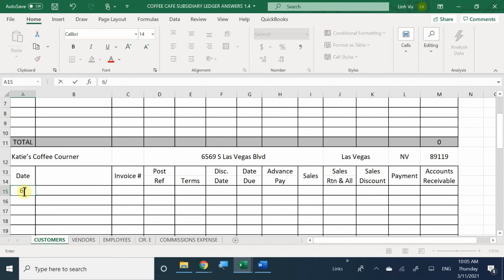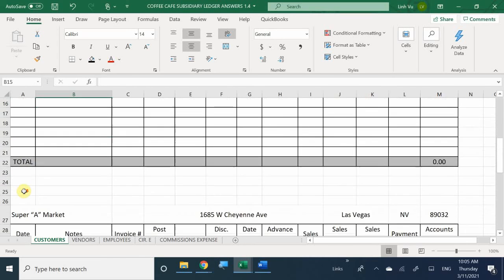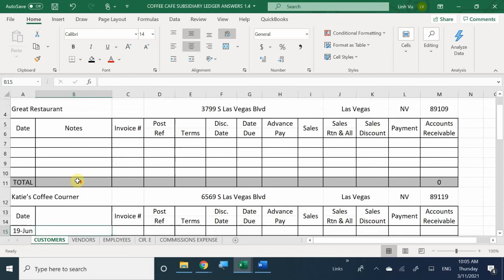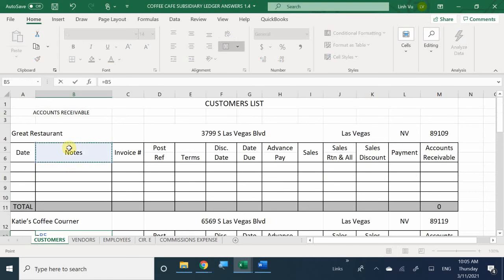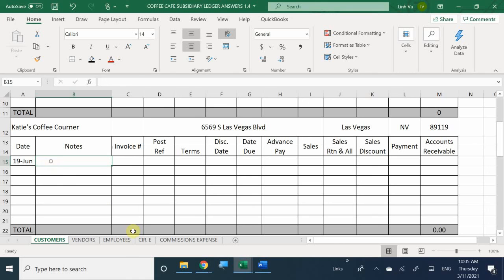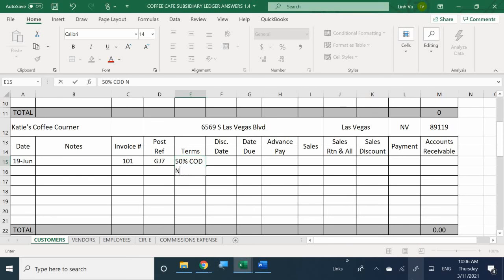Second customer. So here, the date is the 19th. And what kind of notes would you like to place here? Okay, why is she missing notes? All right, we'll skip that for now. What was the invoice number? 101. What post reference? Again, general journal number 7. Terms. What kind of terms did I give her? 50% COD, net 5.